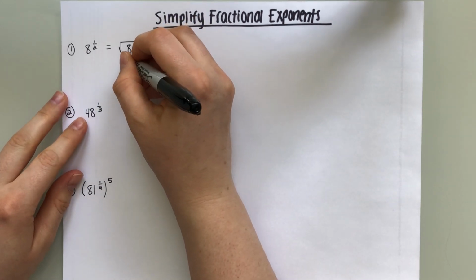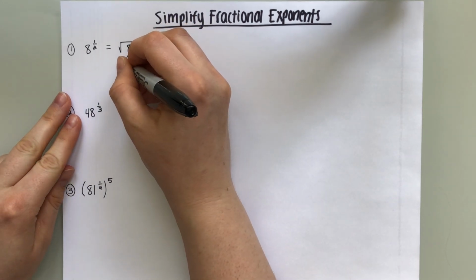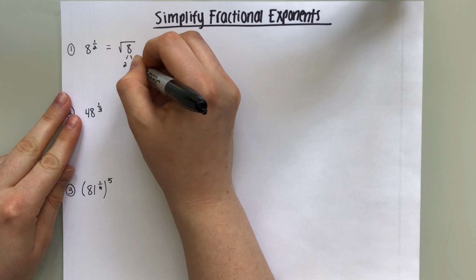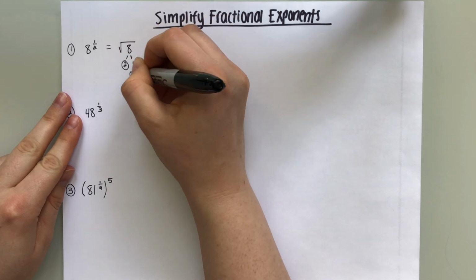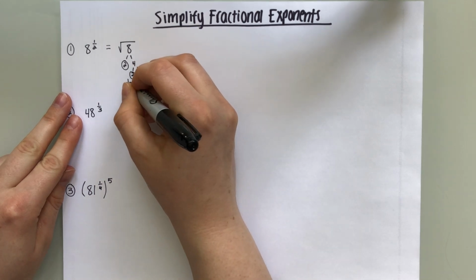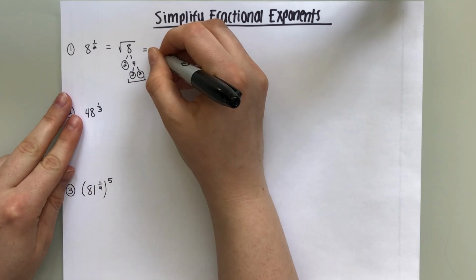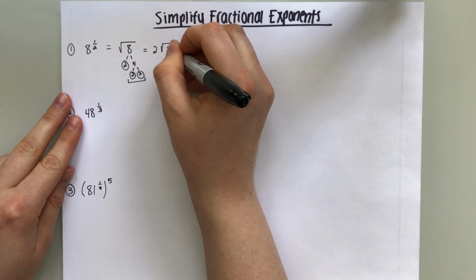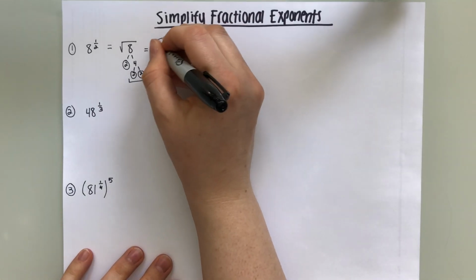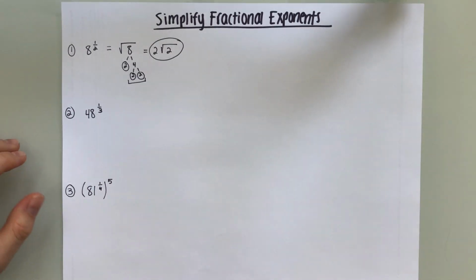We're going to go ahead and do a factor tree. 8 breaks down into 2 and 4, and 4 breaks down into 2 and 2. I'm going to circle all of my prime numbers. I have one pair of 2's right here, so I can take out a single 2 for that pair, and then I have that extra 2 left inside my square root sign. So that is my answer.